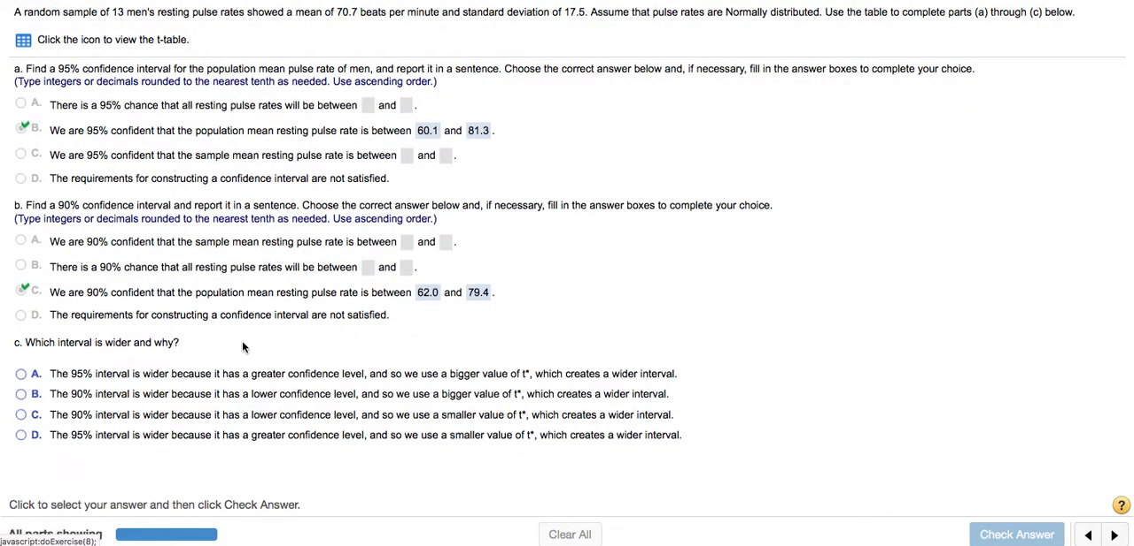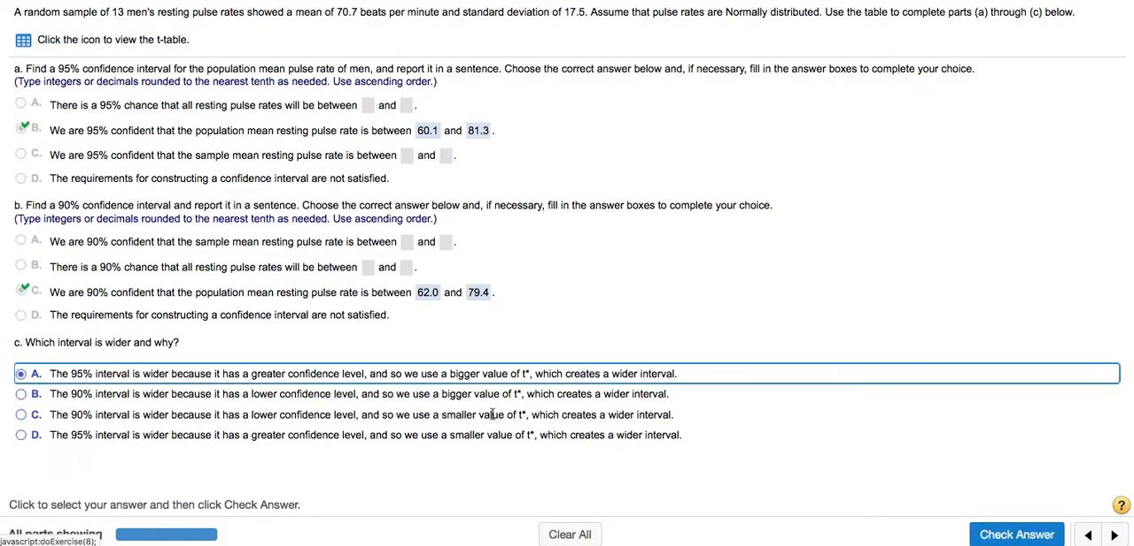Oh, and part C goes on to ask, well, which interval is wider and why? So the wider interval is the one where you have more confidence. You have to include more stuff to be more confident. So the 95% interval is wider because it has a greater level of confidence. And so we use a bigger value of t, which creates a wider interval. So it's going to be A that is true.